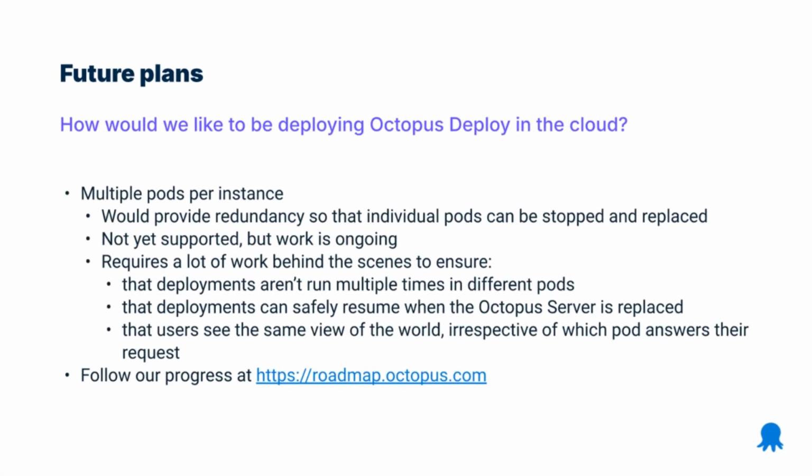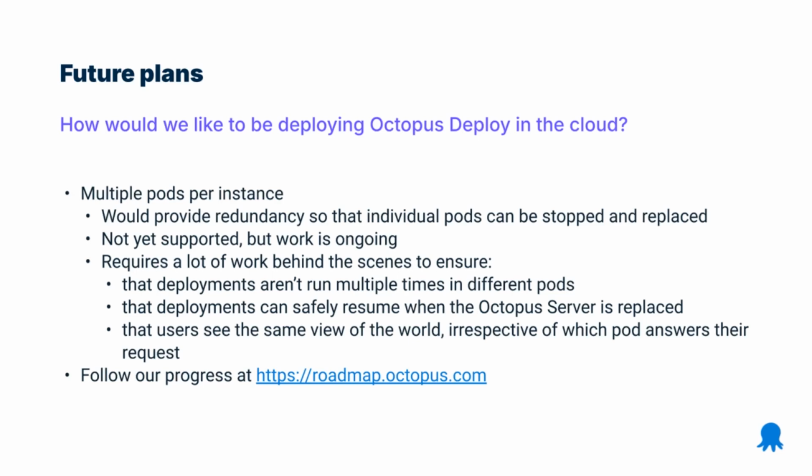So then future plans, how would we like to be deploying Octopus Cloud? One of the things that we're working on at the moment is the ability to horizontally scale. We would really like to be able to run multiple pods per cloud instance. This would allow us to avoid the need for maintenance windows, hopefully, because we would be able to have multiple pods running for a single customer, and so individual pods could be stopped and replaced without the customer being impacted.